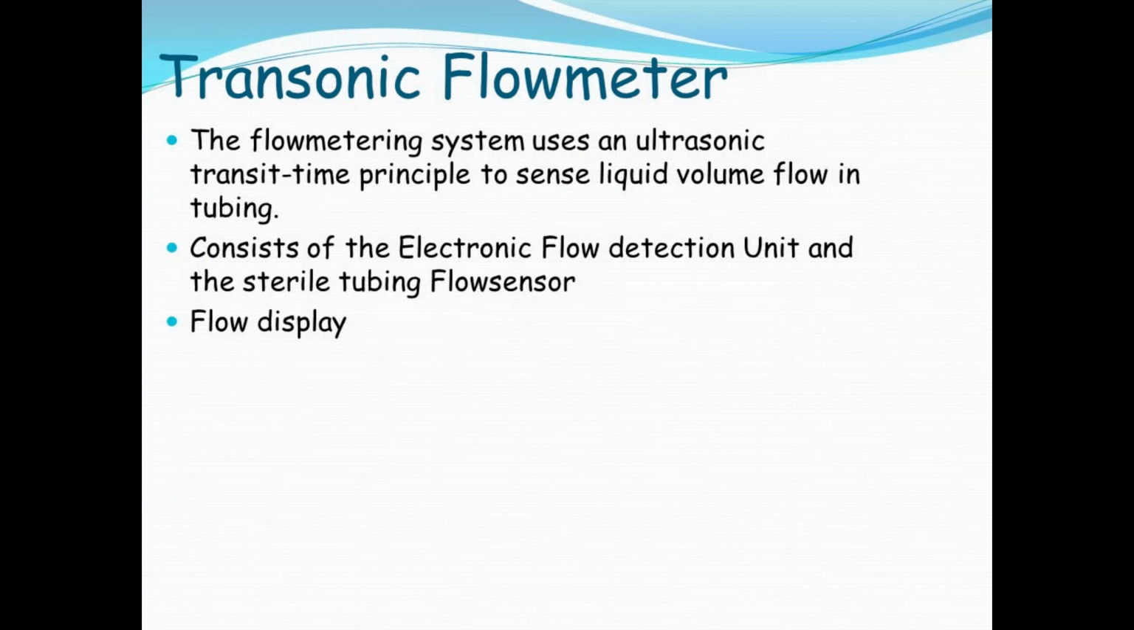PCO2 is 10 to 80, PO2 is 10 to 500. It will also measure how much the flow is going. Because it's centrifugal technology, the flow keeps on changing depending upon the preload and afterload, so you might have to adjust the flow. So that is most important, to measure flow.